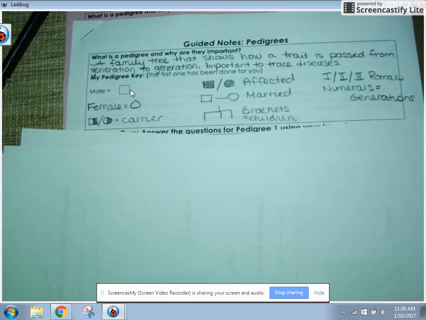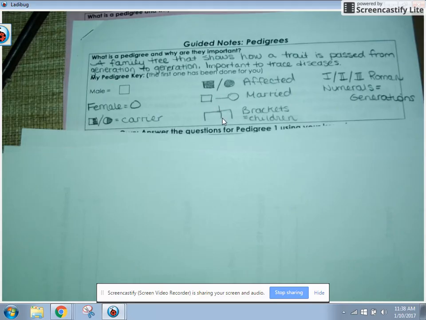You can see that they already filled in for you that on a pedigree, squares represent males, circles represent females. If you carry whatever trait it is that we're looking for, your shape is halfway shaded in. If you are affected by the trait that we're talking about, your shape is completely shaded in. When two people are married, a horizontal line connects the two of them. That indicates that these two mated.